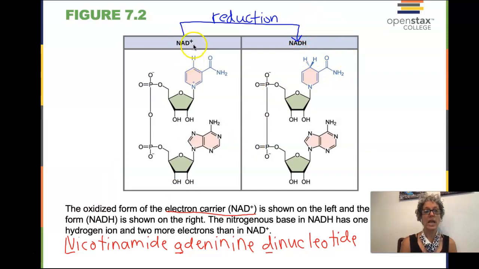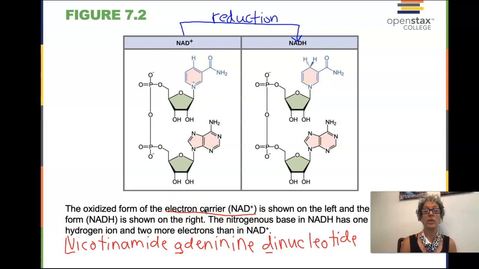And NAD+ stands for nicotinamide adenine dinucleotide. And that is why it has an abbreviation. You will not need to write out nicotinamide adenine dinucleotide. You will just need to recognize that NAD+ is the abbreviation for that. And the role of an NAD+ molecule is to carry electrons.